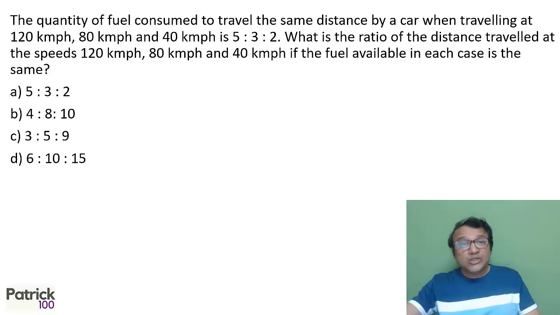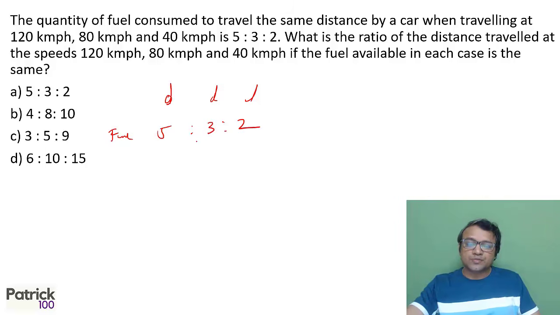The quantity of fuel consumed to travel the same distance. Let me assume we travel distance D. The fuel consumed is 5:3:2. What's the ratio of distance traveled if the fuel available in each case is the same? Let's say fuel available in each case, you can take the LCM of the 3. Say 30 liters. So here I assume 5 liters, 3 liters, 2 liters. So you assume 30 liters is the fuel consumed.